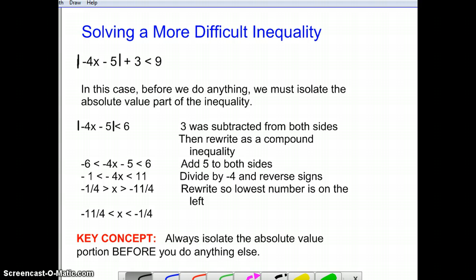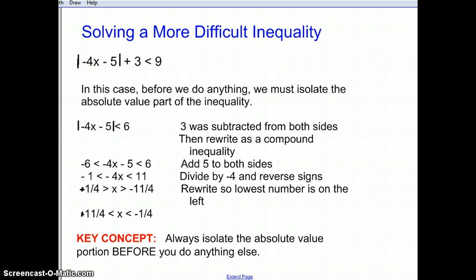So this actually should become a positive. Okay, I'm going to make that a change there. This is going to be a positive 1/4 here, is greater than x, is greater than negative 11/4. Okay, so that's your final product there.